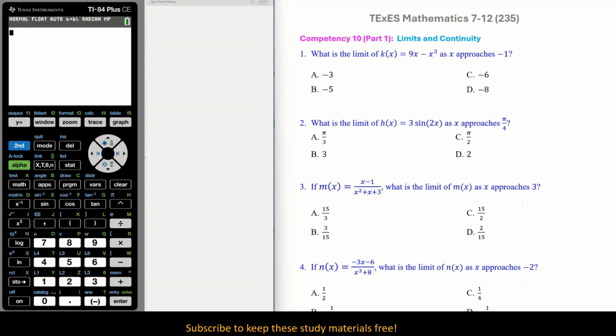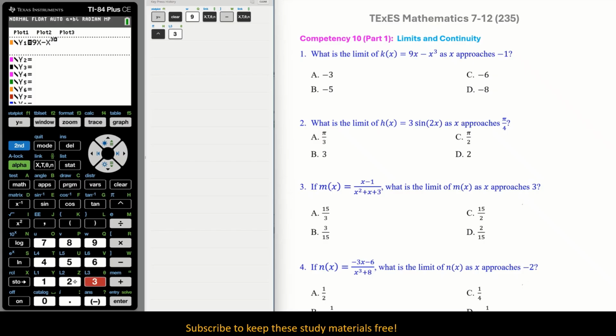Okay, number 1. What is the limit of k of x equals 9x minus x to the third as x approaches negative 1? Well, basically, what we need to do for these as we discuss them is graph them. So you need your y equals, and we need 9x minus x caret up third. Double check that it's okay. Now let's push enter. I always like to push enter and make sure I have everything in. Okay, now we can graph it.